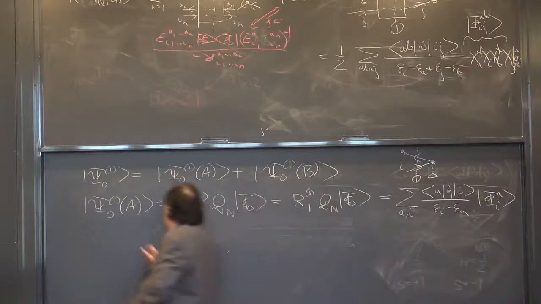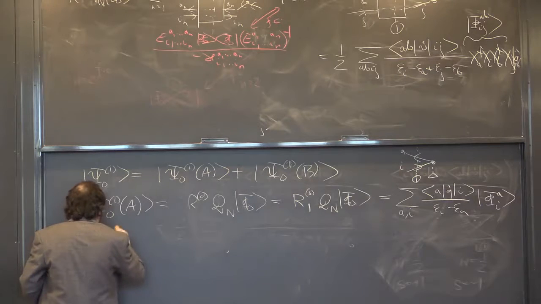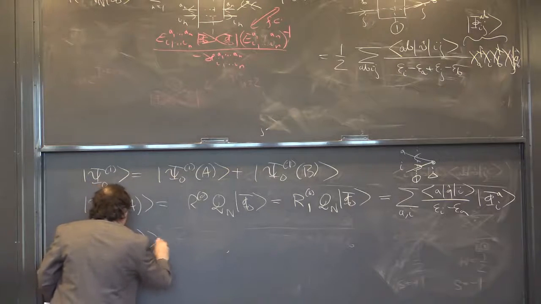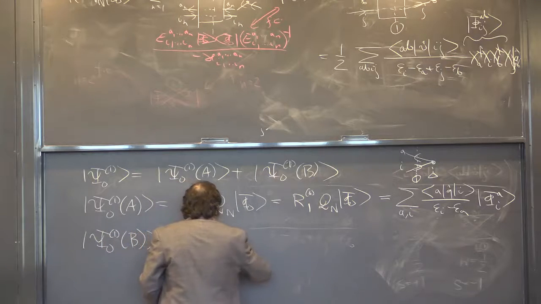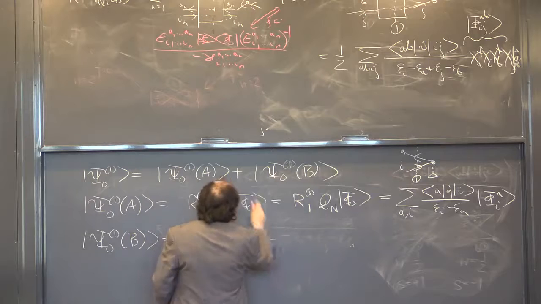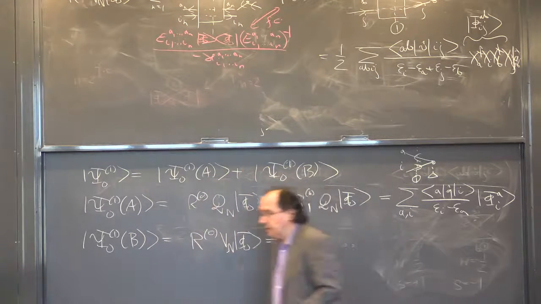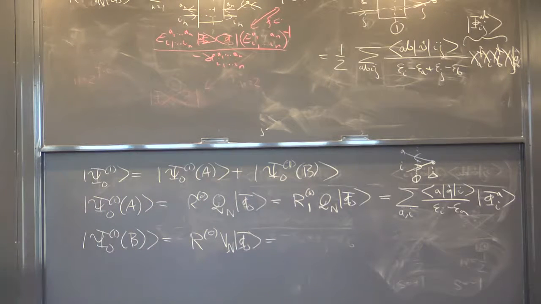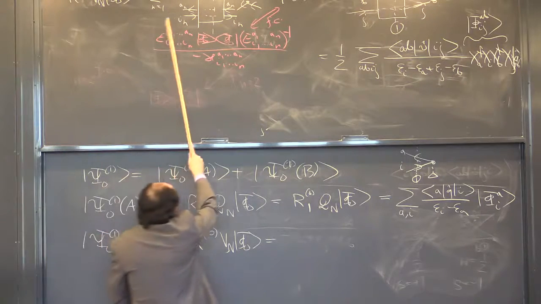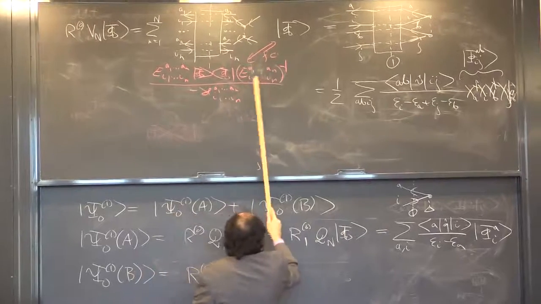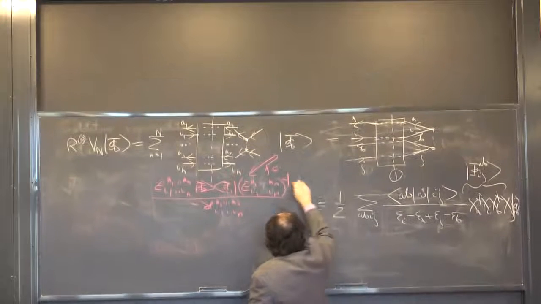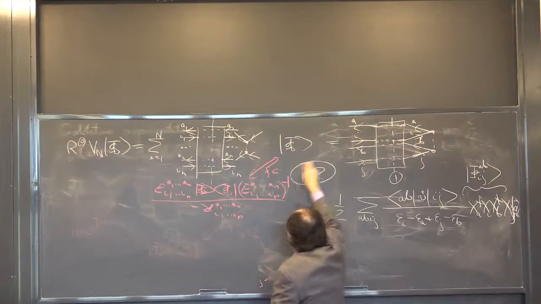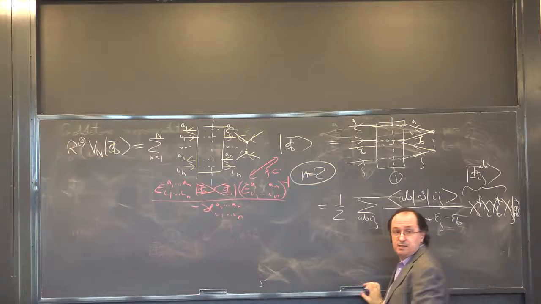And for the B part, we have R0 V_n Phi0, but we just demonstrated, if you look at the calculation at the top, that n got reduced to just n equal 2, because nothing else survived.